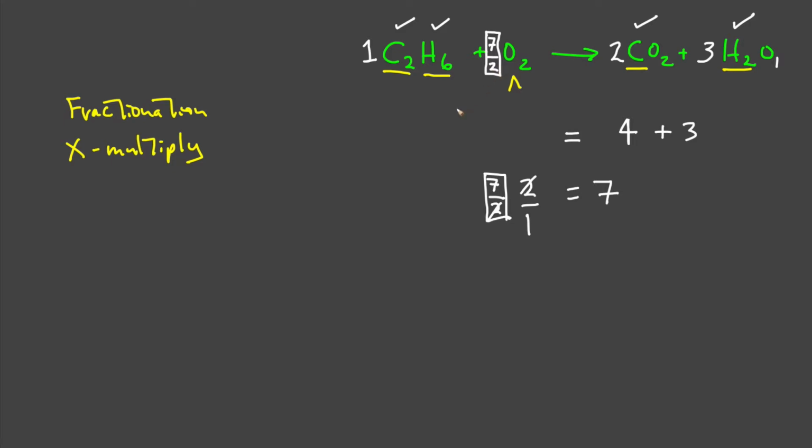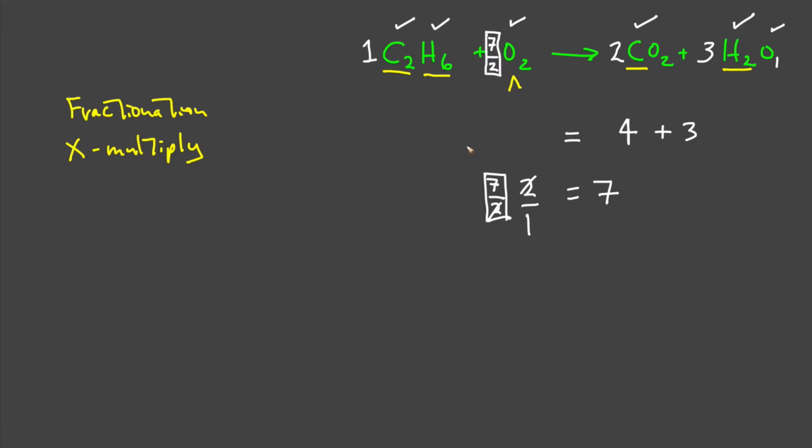And there you have it. That is what we mean by fractionation. I have now used a fraction to balance this chemical equation. Are my oxygens balanced? Yes. I have 7 halves times 2, which gives me 7, and on this side, I have 7. So this equation is indeed balanced.